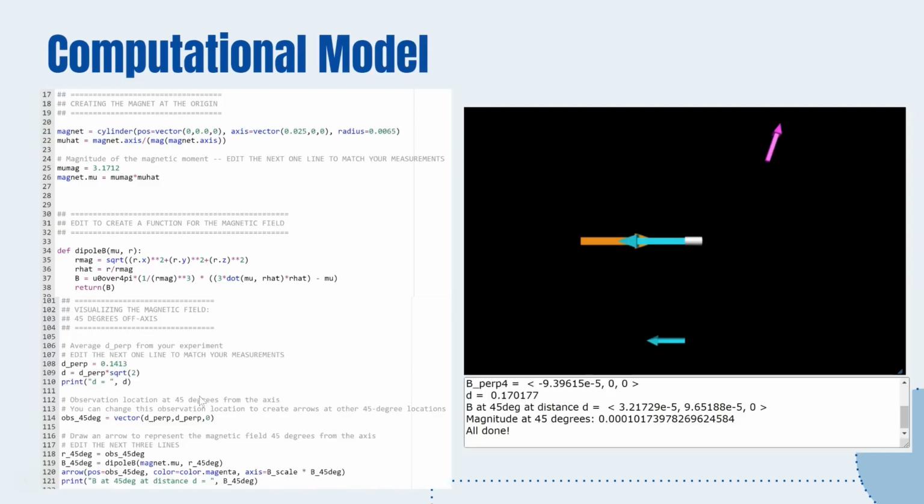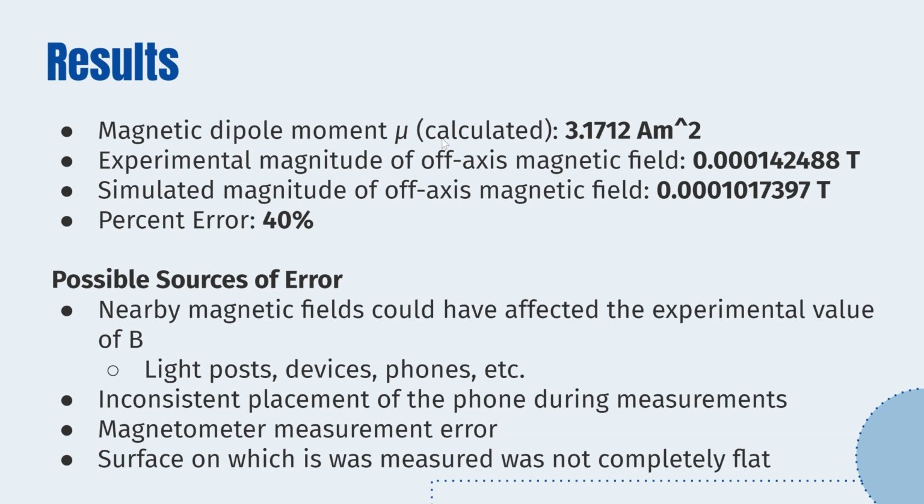And then here's the computational model that we used in Python to be able to calculate the simulated magnetic field off-axis. So here we set our magnetic dipole moments, and then we use the off-axis magnetic field formula to calculate it to be 0.001 Tesla approximately at a 45-degree angle. And then the results, as I said, a 3.1712 amps times meter squared magnetic dipole moment. And then here are our experimental and our simulated off-axis magnetic field.